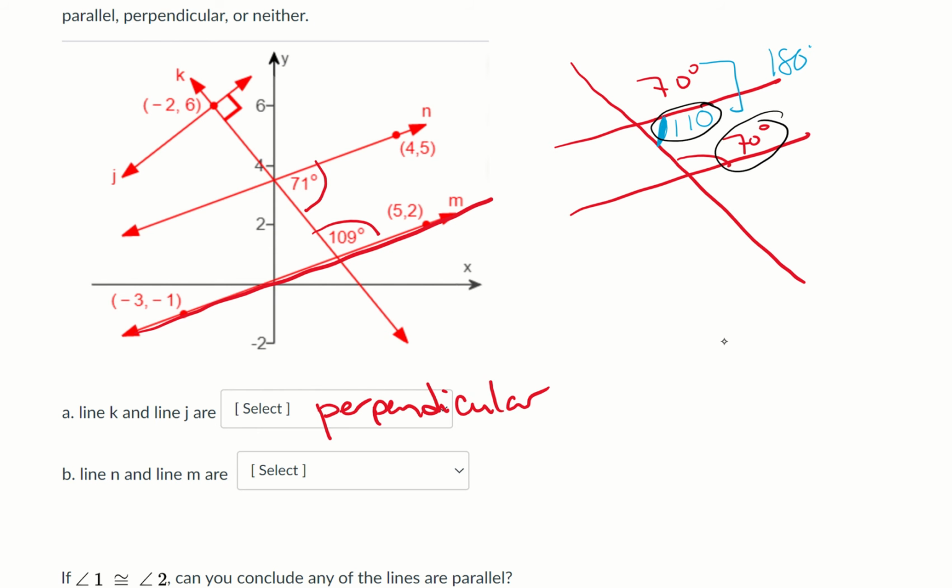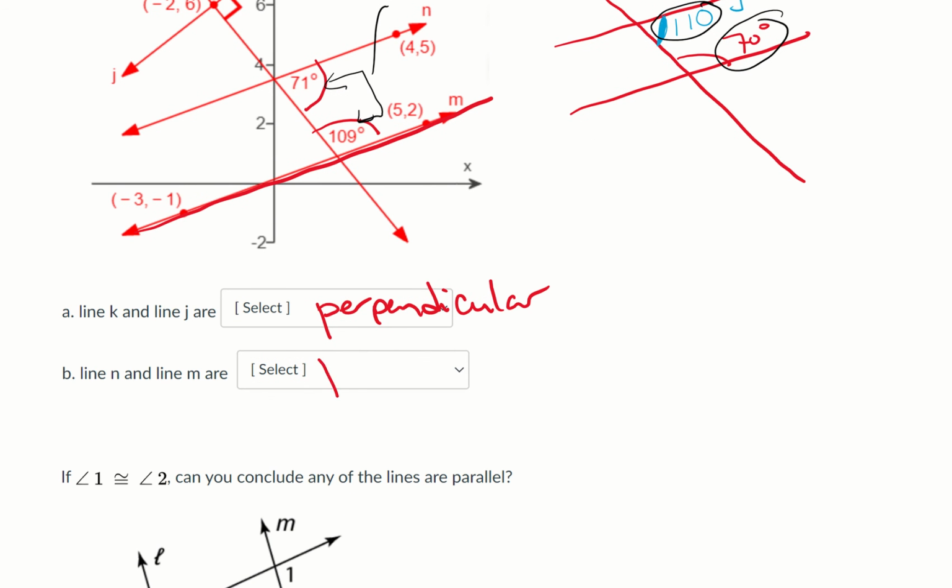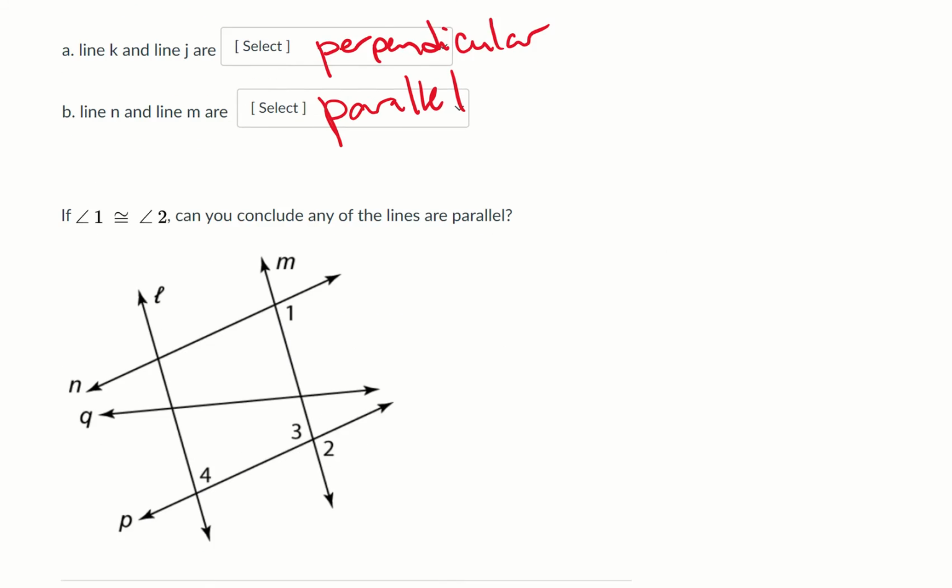So it turns out that if you have a pair of parallel lines cut by a transversal, the angles on the same side, called same side interior angles, add up to 180 if the lines are parallel. And 71 plus 109 is 180. Because it's equal to 180, that means they're parallel. If they did not add up to 180, they would not be parallel. So here, we're going to say that yes, lines N and M are parallel.